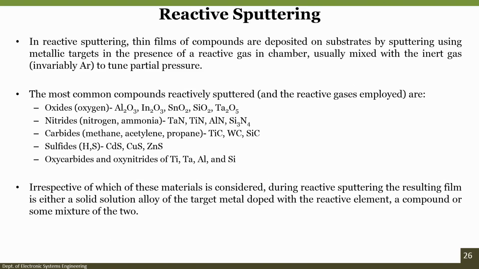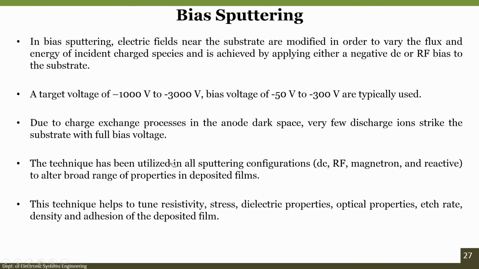Why? Because in reactive sputtering, thin films of compounds are deposited by sputtering using metallic targets in the presence of a reactive gas in the chamber, usually mixed with an inert gas. Irrespective of which of these materials is considered, the resulting film is either a solid solution alloy of the metal doped with the reactive element, a compound, or some mixture of the two. So, it can be a mixture, an alloy, or a compound.